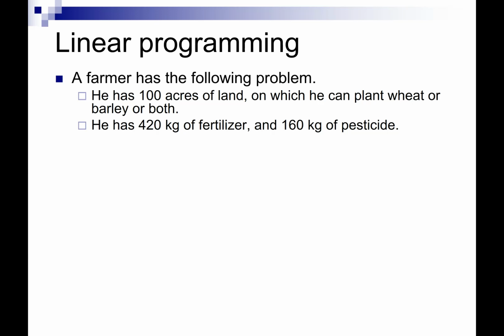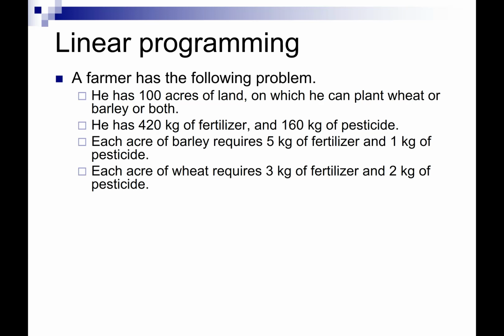And also, suppose the farmer only has, let's say, 420 kilograms of fertilizer, and he's got 160 kilograms of pesticide. Now, when he plants these things, he needs to use both fertilizer and pesticide. Suppose that for each acre of barley that he plants, he needs to use 5 kilograms of fertilizer and 1 kilogram of pesticide. And for each acre of wheat, he needs to use 3 kilograms of fertilizer and 2 kilograms of pesticide.